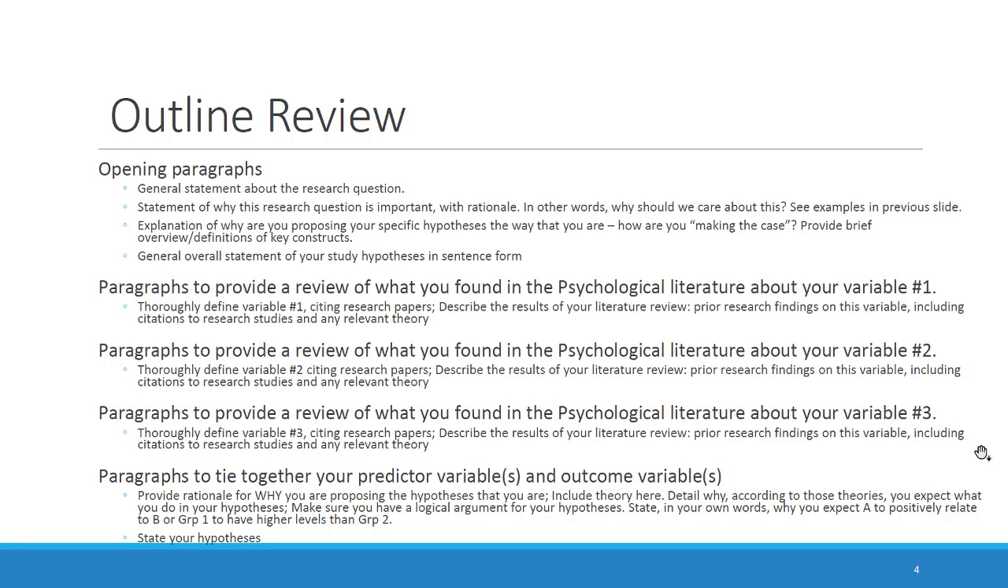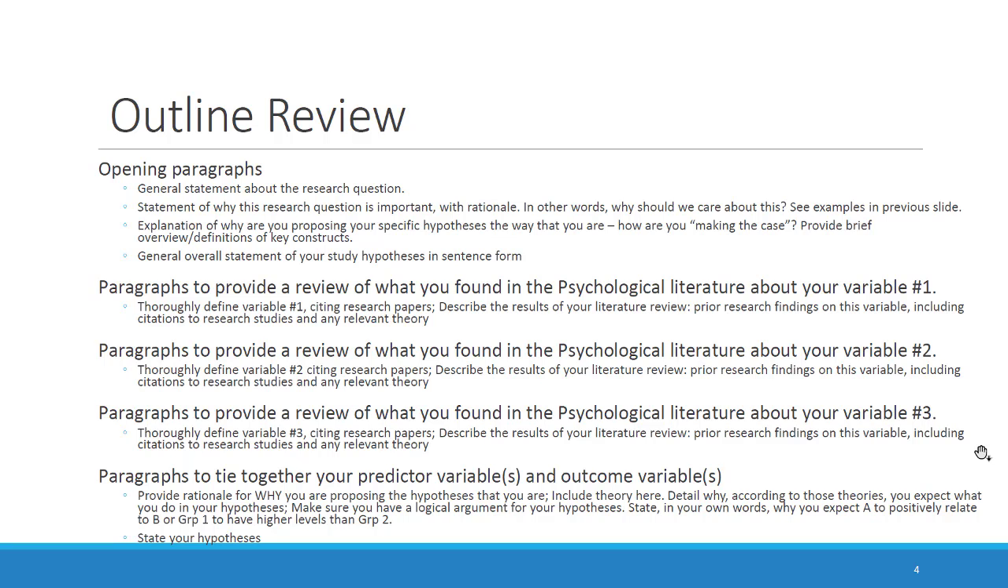Following your explanation of your 3 variables, you then have a paragraph to tie together what you are, and leads up to what you are proposing in your hypotheses. So you provide a rationale for why you are proposing the hypotheses that you are, so how those variables relate to one another. And you include theory. You want to detail why, according to those theories, you expect what you do in your hypotheses, and make sure that you have a logical argument where you can make the case for your hypotheses.